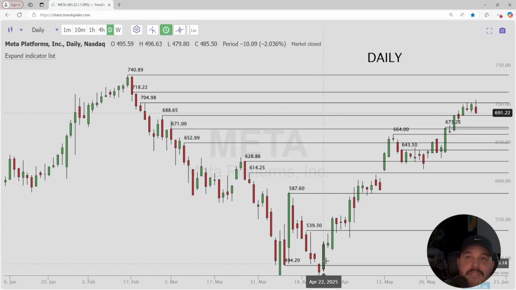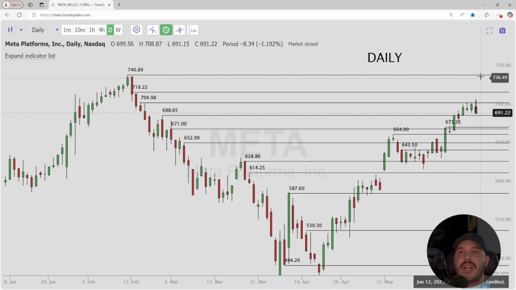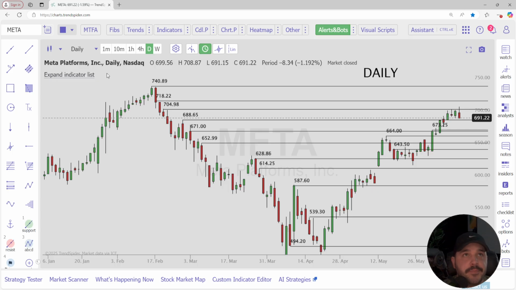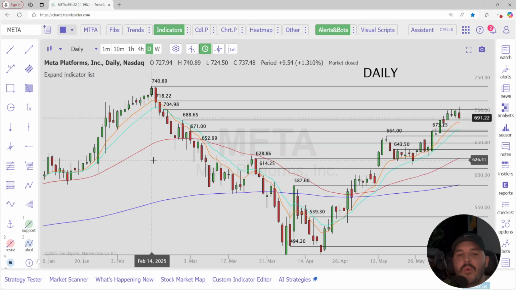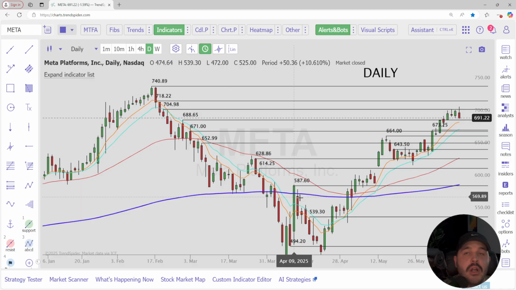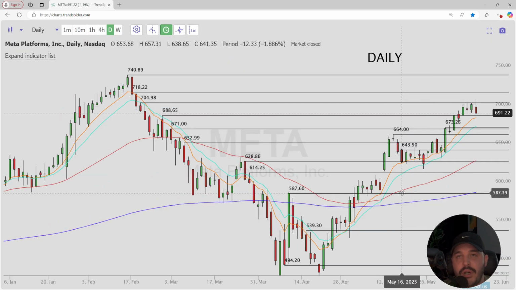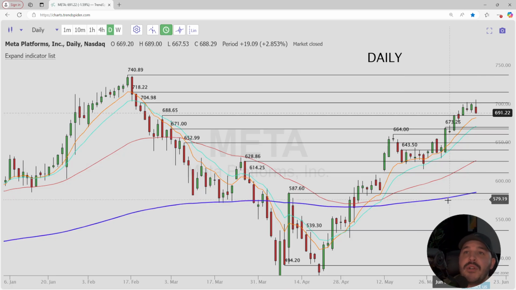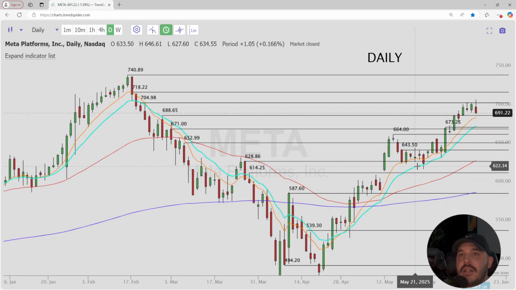We have a very long, very overextended run here from the double bottom that we got earlier this year. And why do I call it overextended? What is something that I'll be looking at? Well, let's get into our EMAs. What am I using for our EMAs? Using 200, 48, 13, and the 8. If you guys want to check out my other videos, I go more in depth.